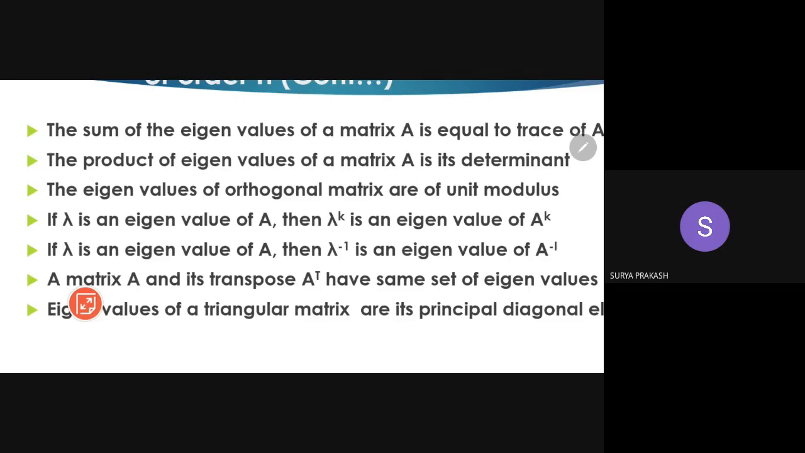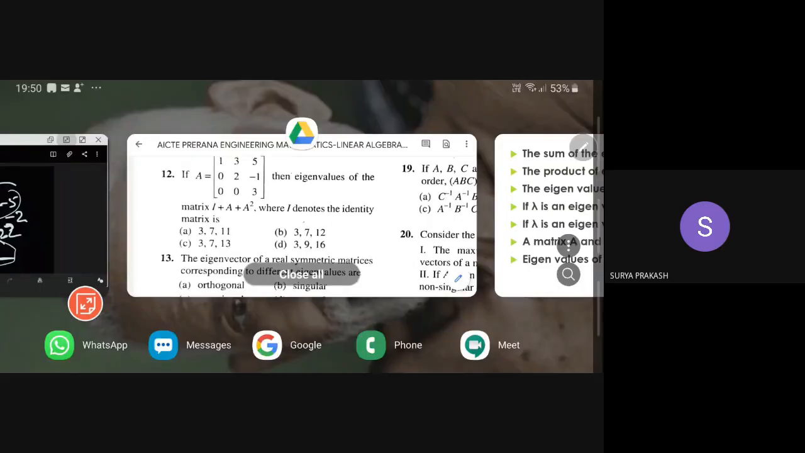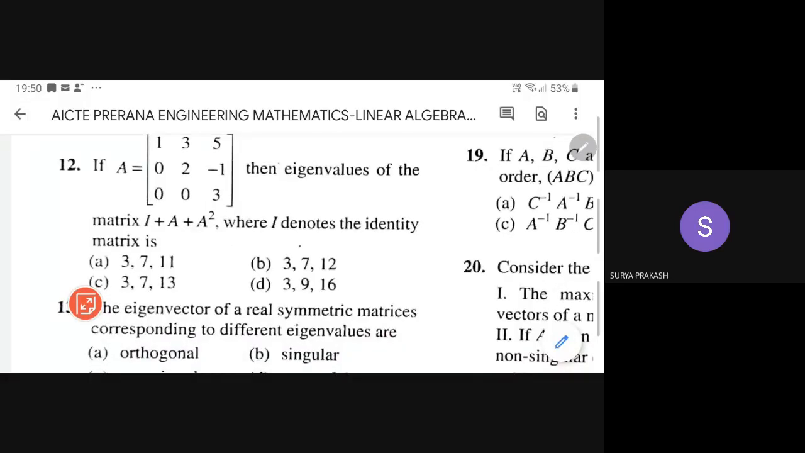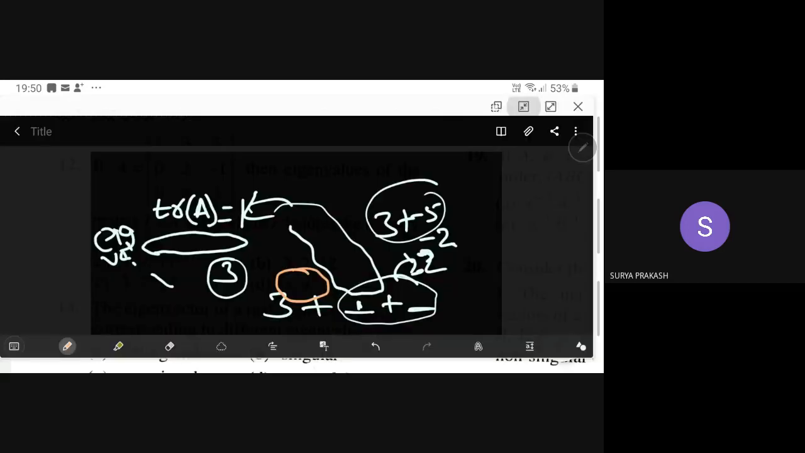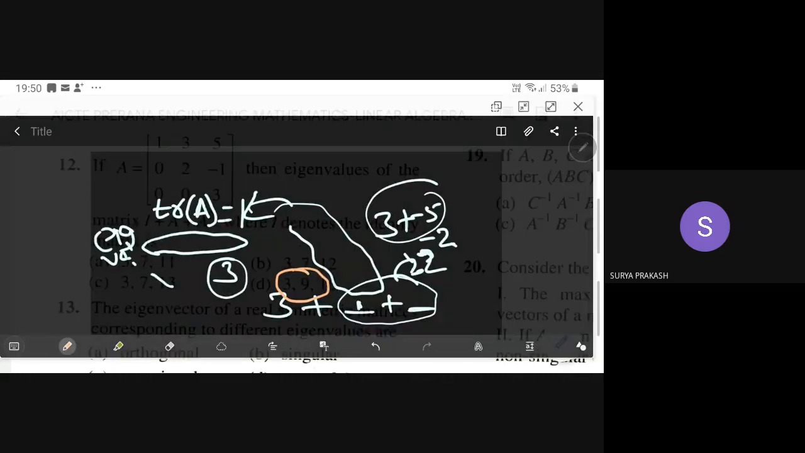No, I think you have to add. What is the eigenvalue of this? Okay, good. This is a good problem. So how can we do this one? It is clear that the eigenvalues of A are 1, 2, 3. Okay, I will do this one.